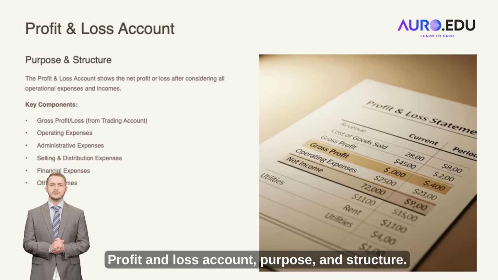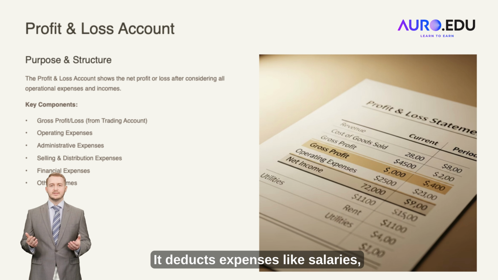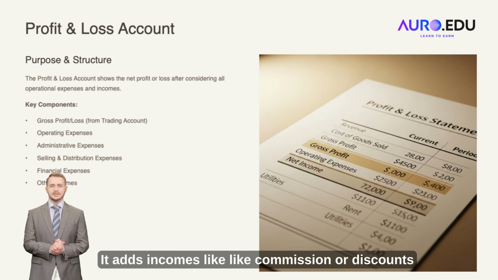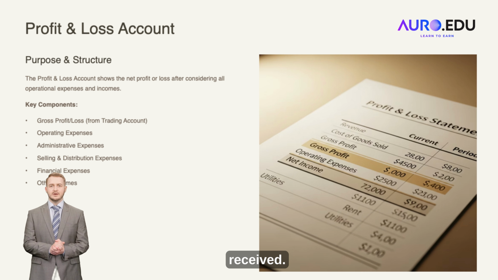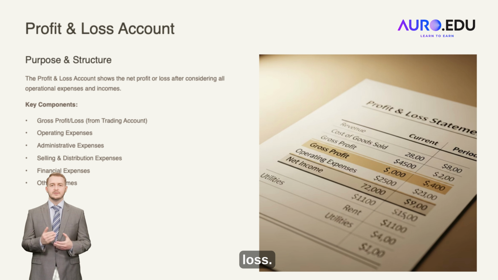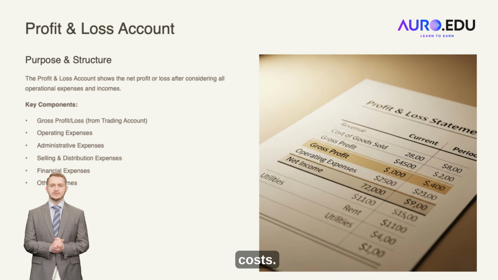Profit and loss account, purpose and structure. The profit and loss account starts with gross profit from the trading account. It deducts expenses like salaries, rent, depreciation, and interest. It adds incomes like commission or discounts received. The outcome is net profit or net loss. This account reveals the overall profitability of operations after considering all costs.